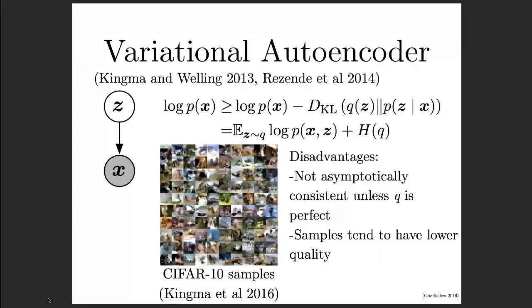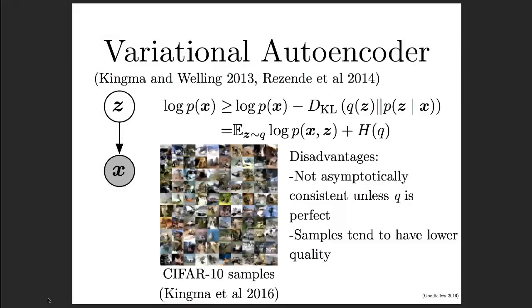Unfortunately, this model is only asymptotically consistent if this q distribution is perfect. Otherwise, there's a gap in between the lower bound and the actual density. So even if the optimizer is perfect, and even if we have infinite training data, we are not able to recover exactly the distribution that was used to generate the data. In practice, we observe that variational autoencoders are very good at obtaining high likelihood, but they tend to produce lower quality samples. And in particular, the samples are often relatively blurry.